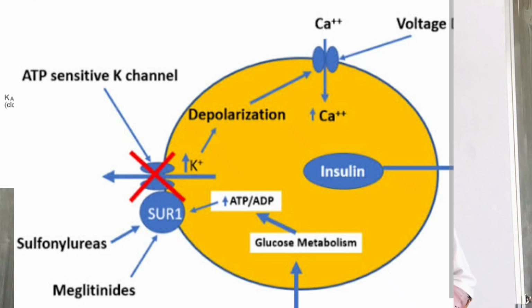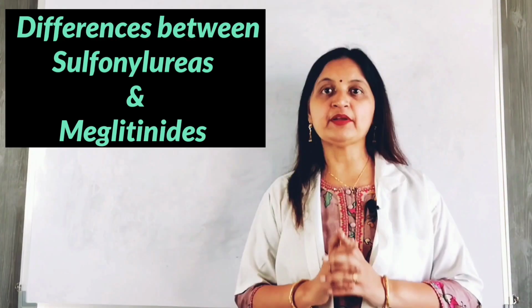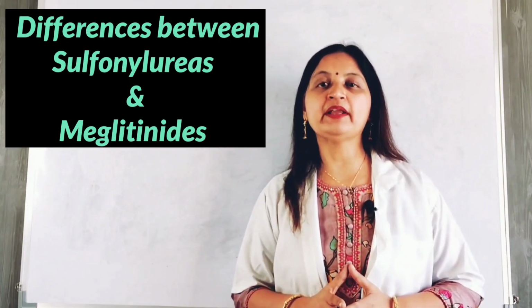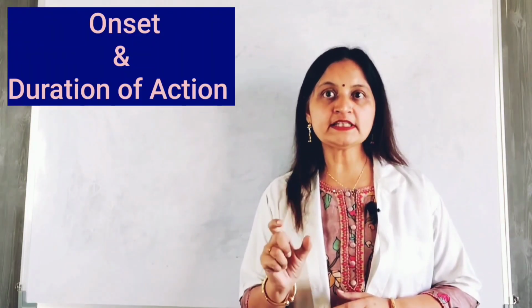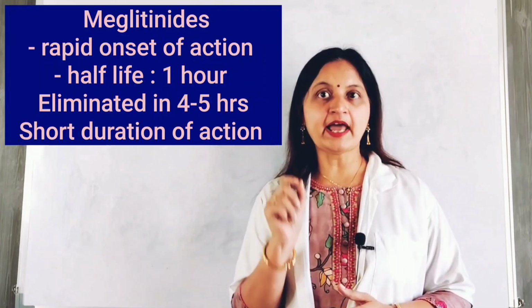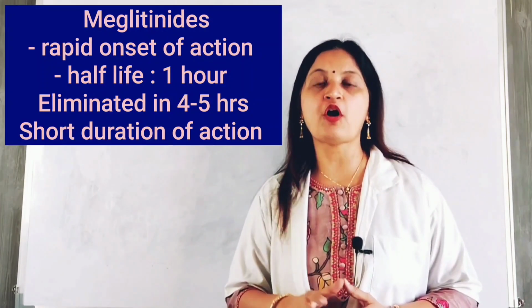These drugs are known as secretagogues because both these drugs stimulate the pancreatic beta cells to release insulin into the circulation. So this is the similarity between sulfonylurea and meglitinide derivatives. So what are the differences between these two classes of drugs? The main point of difference is the onset and duration of action. Meglitinide derivatives have a rapid onset and a shorter duration of action.